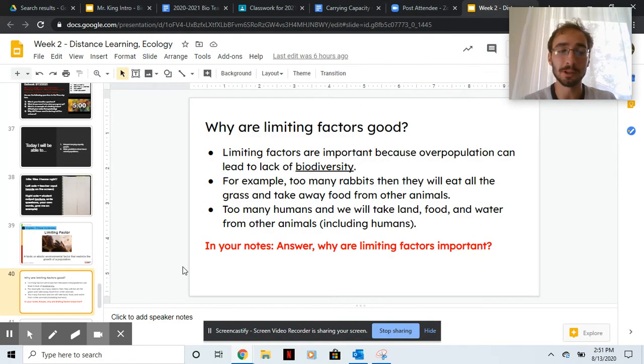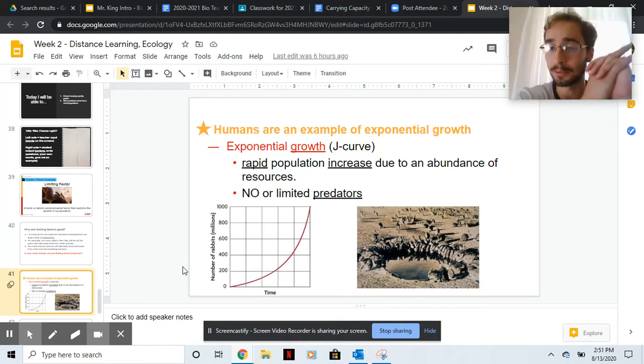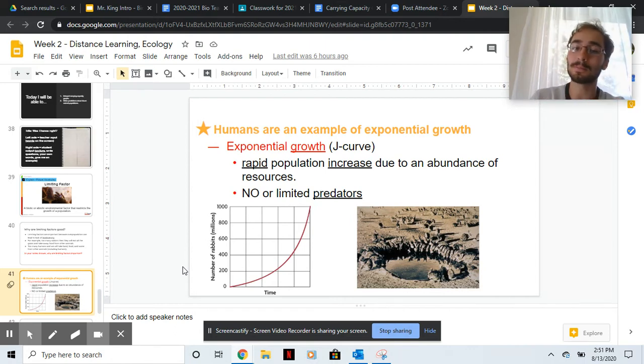The next word I want you to know is exponential growth. That's a rapid population increase due to an abundance of resources. It's a rapid increase, and it doesn't have a carrying capacity here. There's no limit reached yet in exponential growth because there are no or limited predators. There's nothing really killing them, so you'll just grow, grow, grow. That's exponential growth.